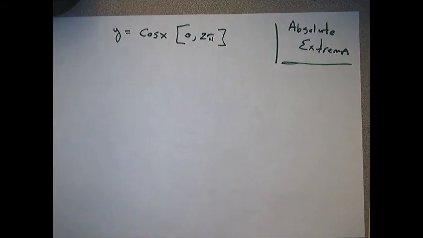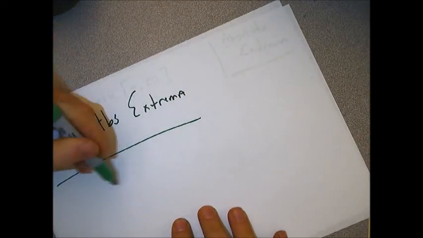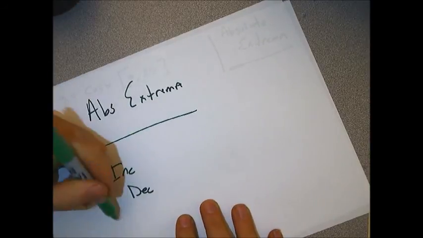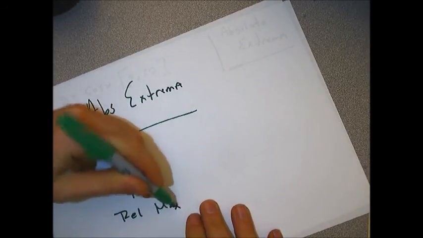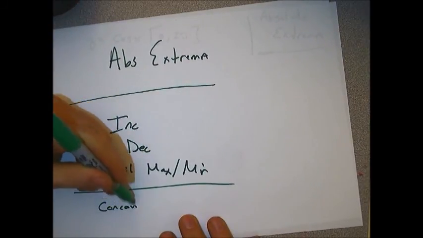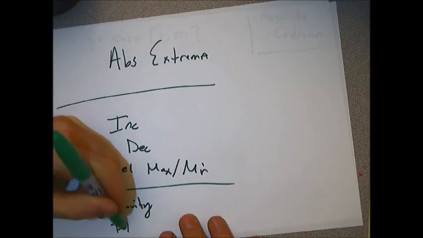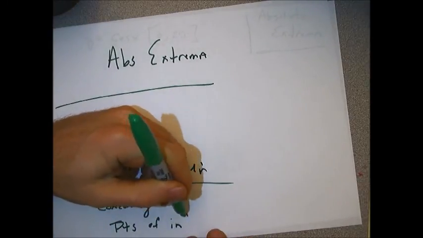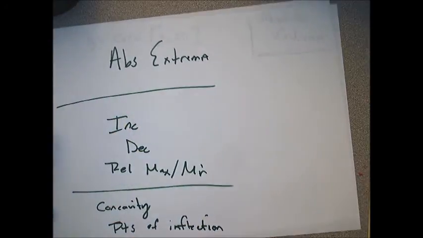Okay, the second one asks us to find absolute extrema. Absolute extrema is when you want to plug in the endpoints as well as the critical points to the original. So let's make a list here actually while we're doing this problem. If I want absolute extrema, I could also want intervals of increase and decrease, relative max, min, or I could ask for concavity or points of inflection. So here's my three big things, right?